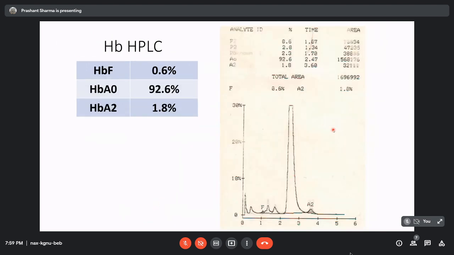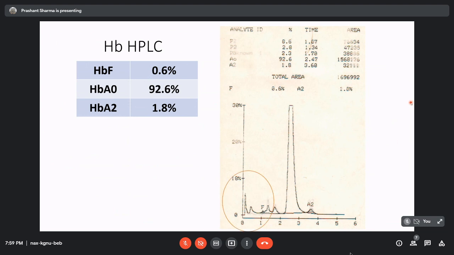It's an older system, the Bio-Rad Variant 1. We found that his hemoglobin F was normal, 0.6. A0 was normal, and the A2 was actually mildly reduced, 1.8. In addition, now look at this pre-integration region. He's jaundiced, so there's a spiky peak, but there are these two peaks as well. So we are now confused as to whether this patient could be having HbH disease.